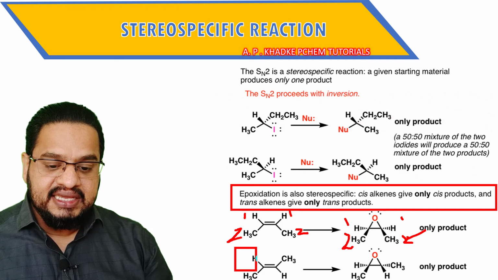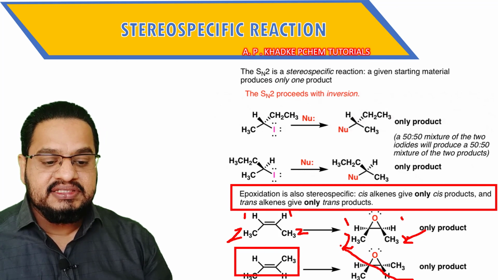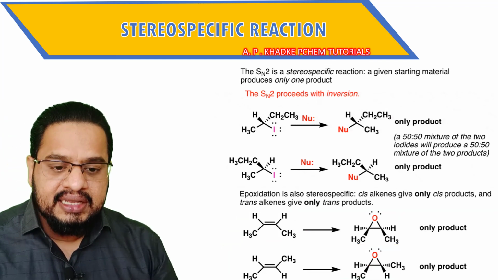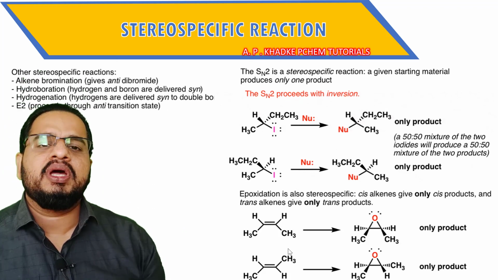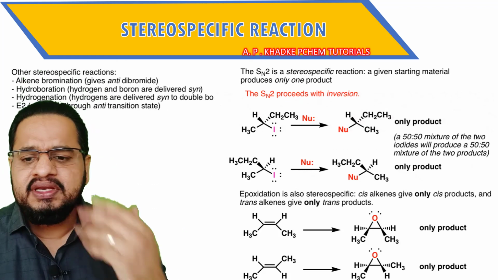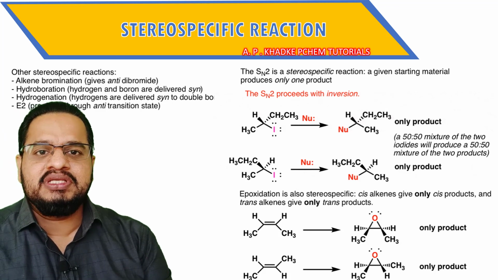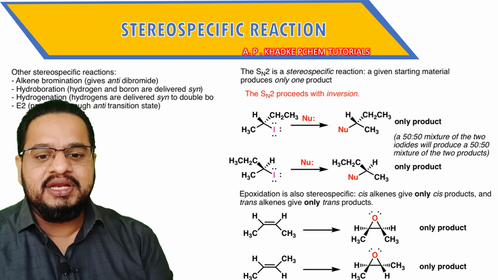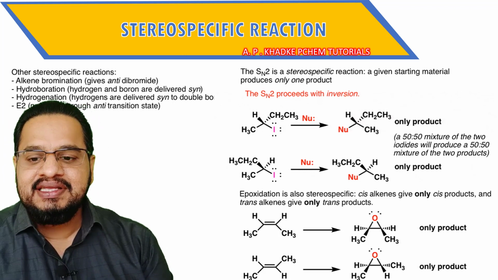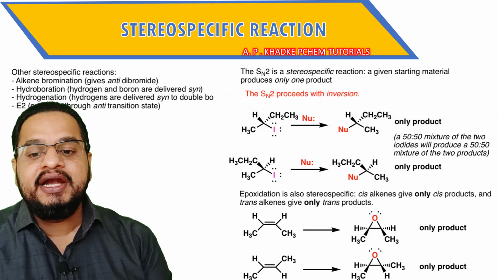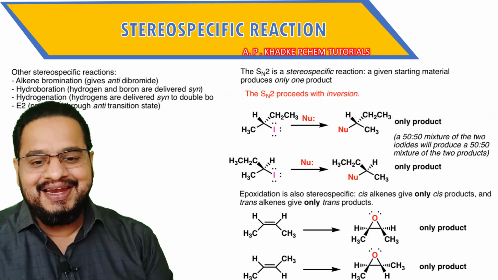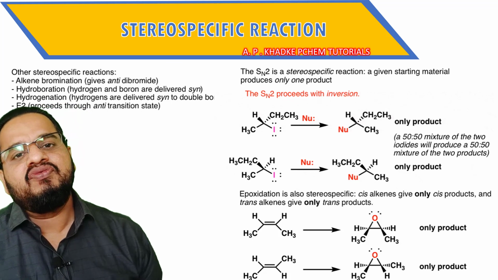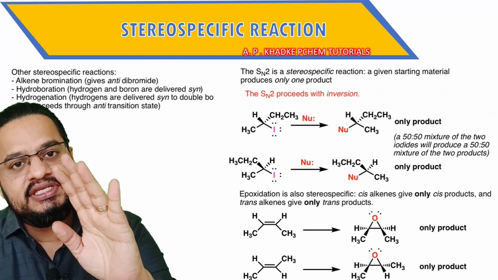And if it is the trans isomer, then you are getting the trans epoxides. You are getting the trans epoxide. So these are the stereospecific reactions. You can write n number of reactions. I have mentioned a few of the reactions, that is the alkene bromination gives anti-dibromide. Understand? Even the hydroboration reaction, hydrogen and boron are delivered as a syn, एकाच साइडला syn. Understand? Then hydrogenation, hydrogens are delivered as a syn to double bond. And as E2 reactions, हे जे आहे ते anti-transition state. So these are a few of the reactions what we can call as stereospecific in nature.